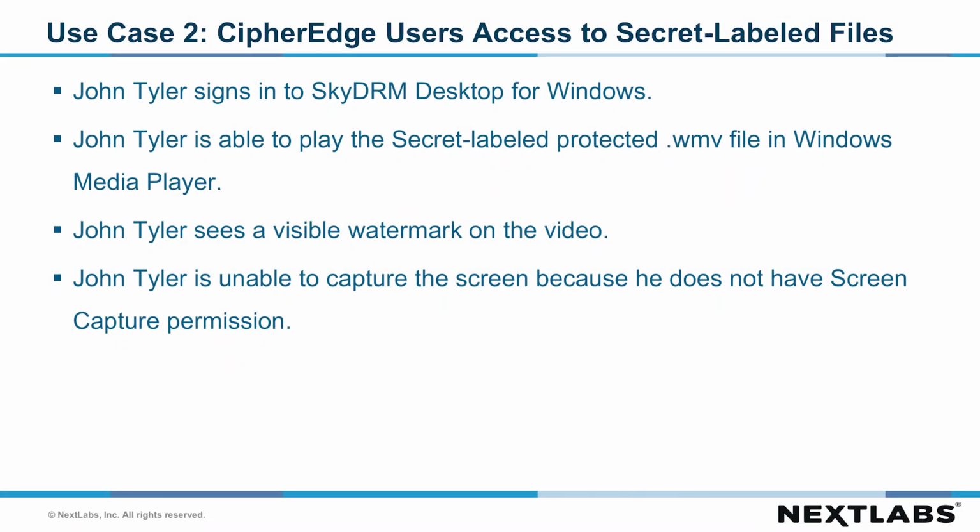In this use case, we will demonstrate how SkyDRM Desktop for Windows allows authorized users to access protected content while enforcing security controls. The demo will show that John Tyler can play a protected .wmv file labeled secret, see a visible watermark, and is prevented from capturing the screen because he does not have screen capture permission. Now, let's move on to the demo to see this in action.